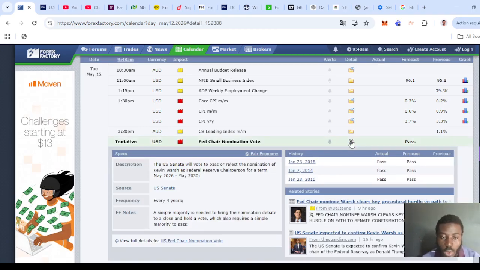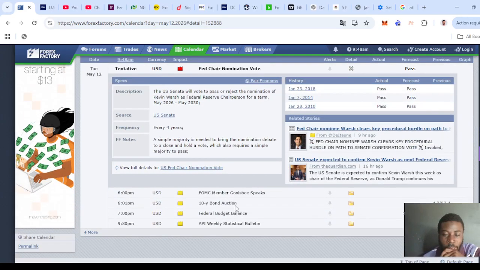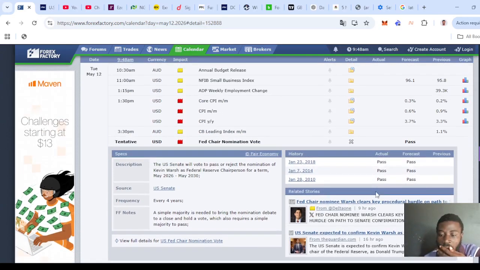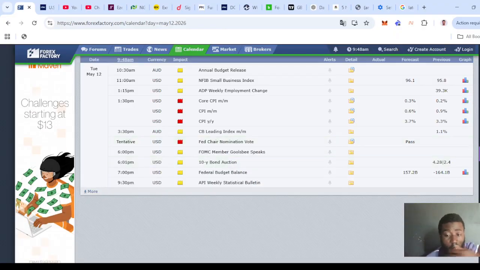So let's see if we can see the August. There's no event. So let's just see what we have in the chart and see what the chart has for us.